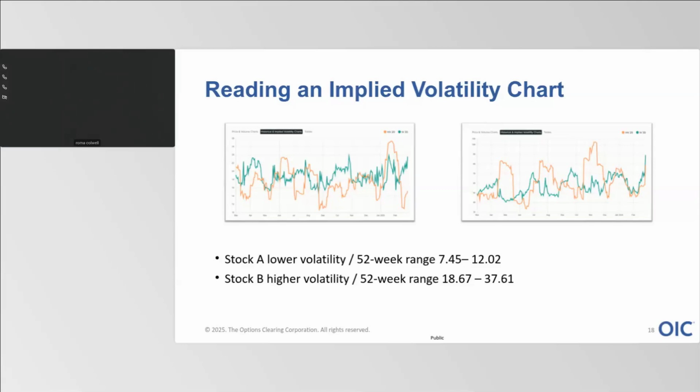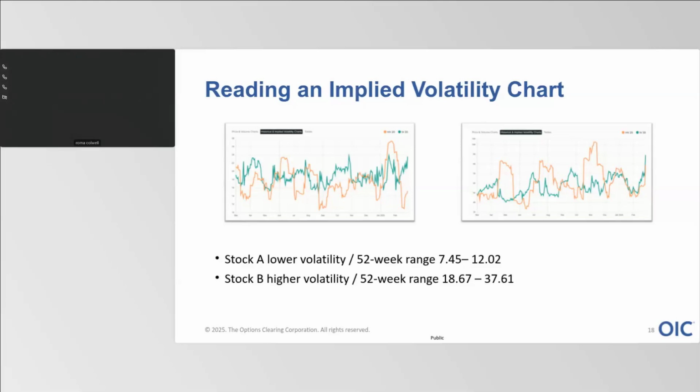This is likely to be some kind of utility where we don't see the same kind of price movements that we see in some of the others. Whereas stock B, you can see, is far more volatile in terms of the 52-week volatility range, where it's 19 and as high as almost 38. So in those 52 weeks, we can see between these two a dramatic volatility change.